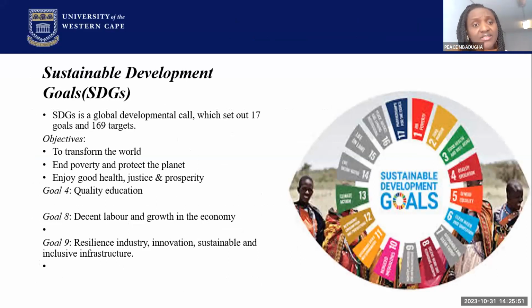The objective of the SDGs is to transform the world, end poverty and protect the planet, enjoy good health, justice and prosperity. Basically, my research is connected to SDG 4, 8, and 9. SDG 4 is quality education, 8 is decent work and economic growth, and 9 is resilient industry, innovation, sustainable and inclusive infrastructure.